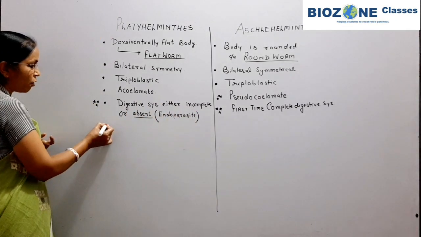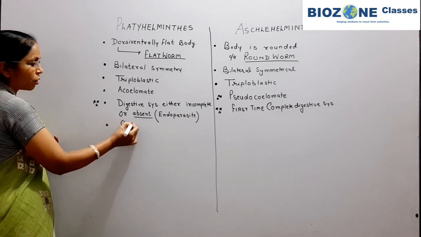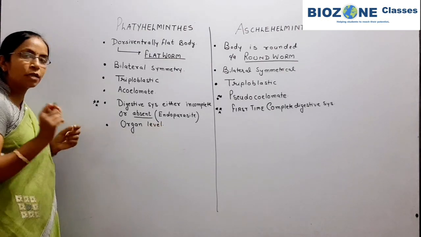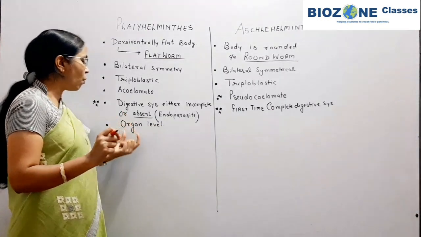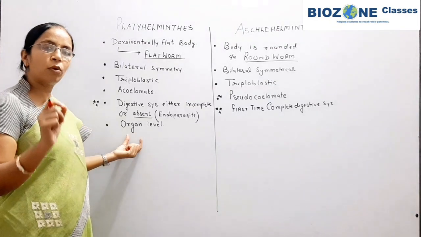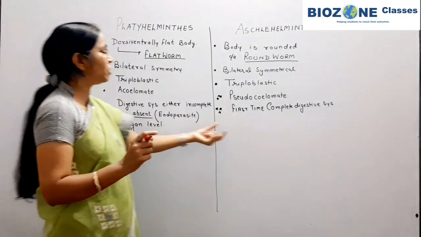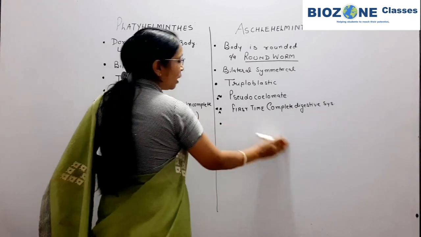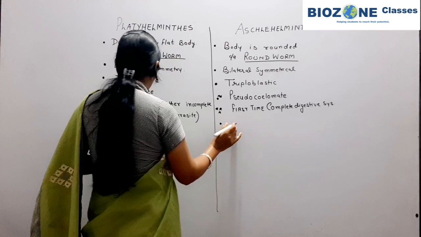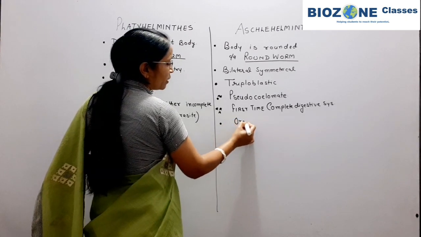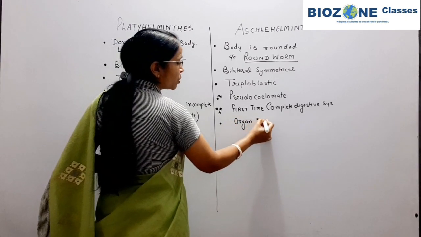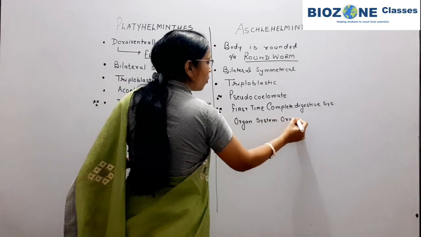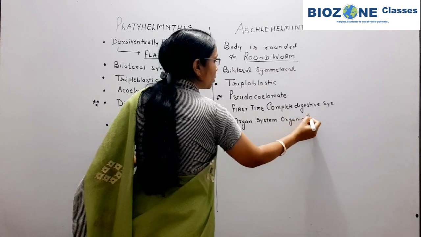Now the level of organization. In flatworms, organ level of organization is there. That means a few organs are developed, but the organs work on their own and are not associated with each other. But in Aschelminthes, again a point of difference with flatworms, remember that the grade of organization is organ system grade. So the organ system level of organization is present.